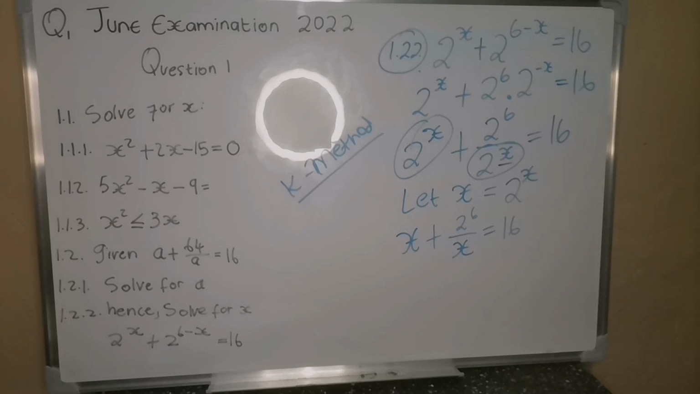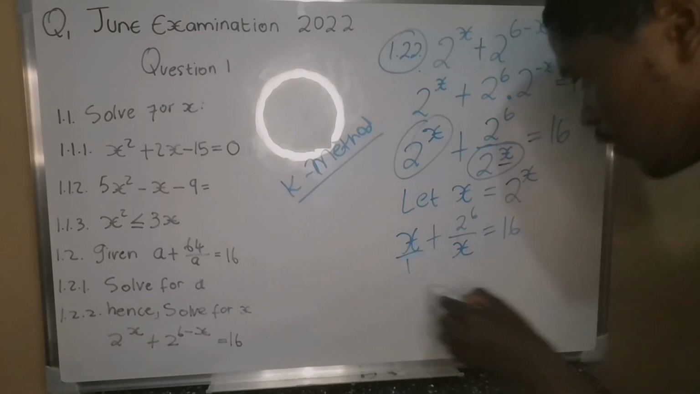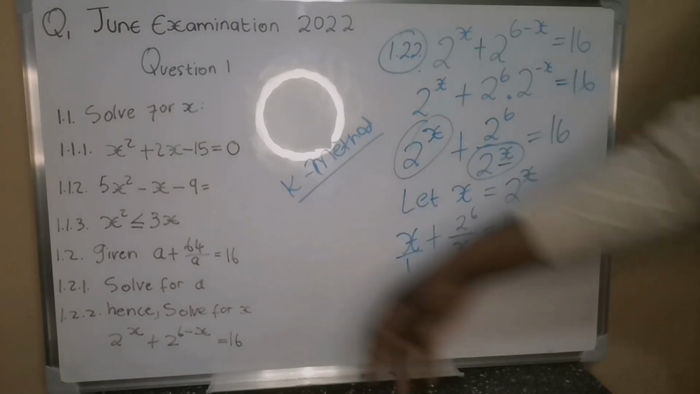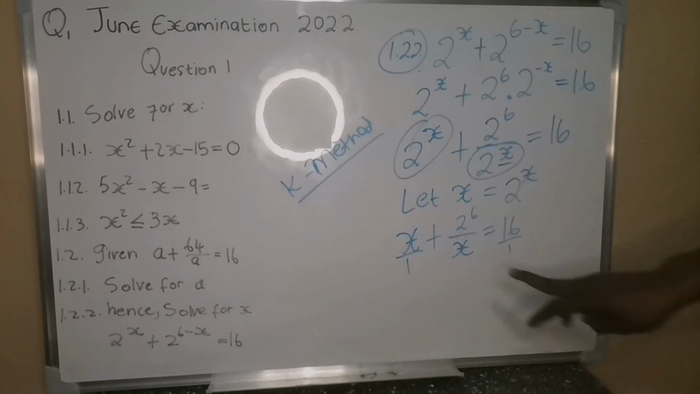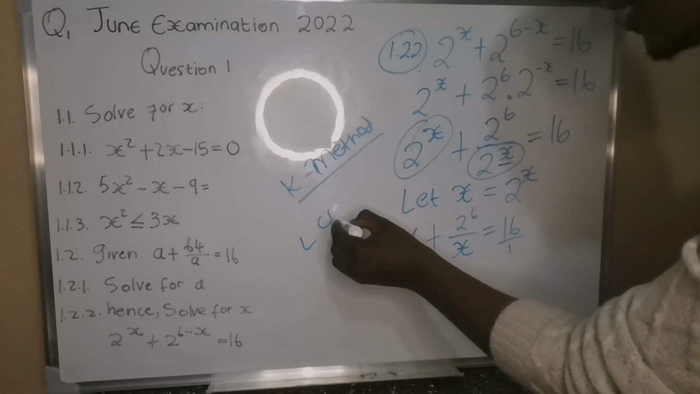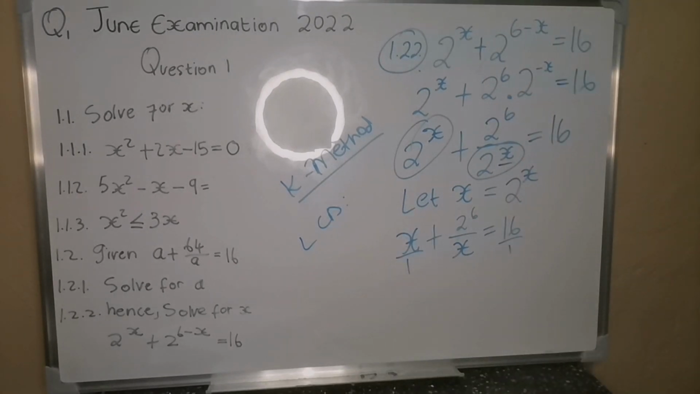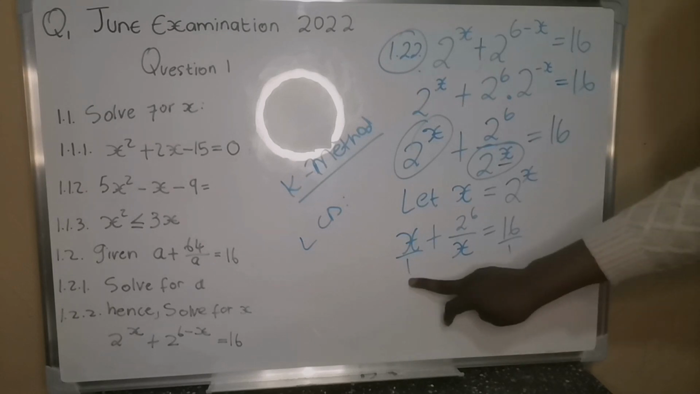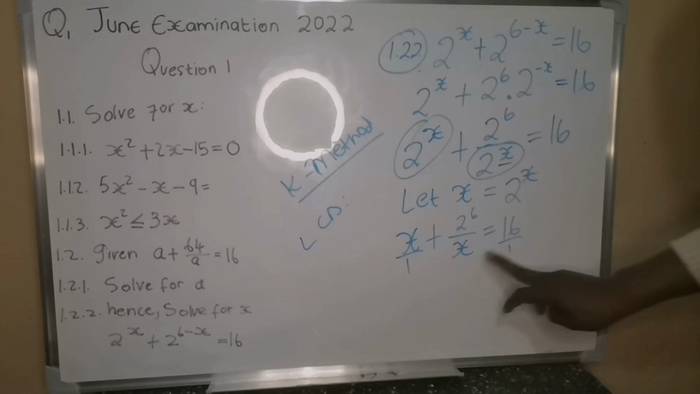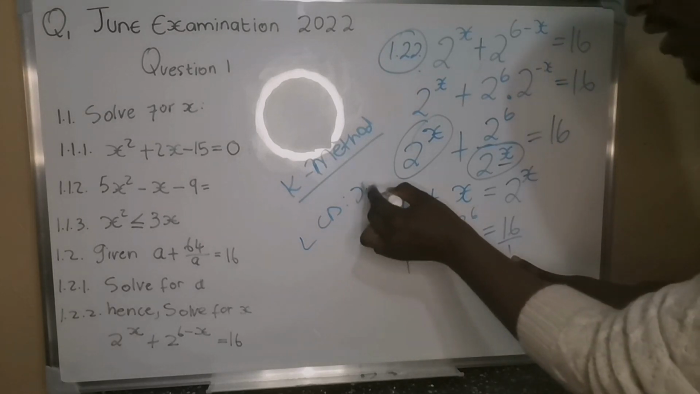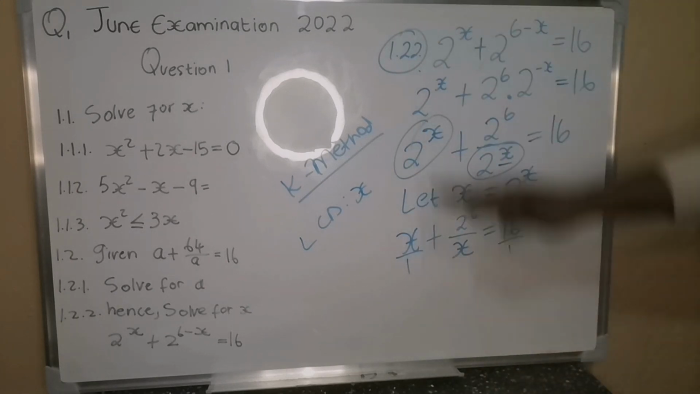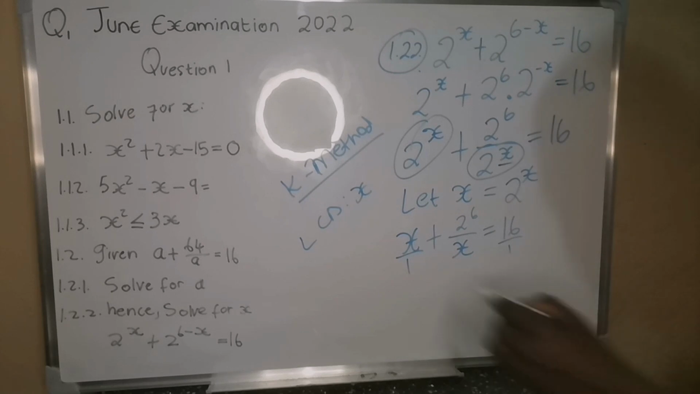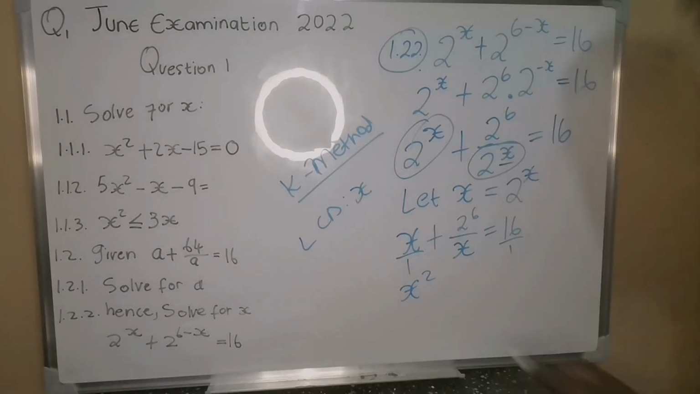How are you going to solve for x here, guys? We have x over 1, 16 over 1. The very same method we applied on our previous question, you're going to apply it here. Now you find the LCD. How do you find the LCD? Lowest common denominator. You multiply your denominators. 1 times x is x. x times 1 is x. Therefore, our LCD is x. You want to multiply each and every term by x. Now, x times x is x squared.